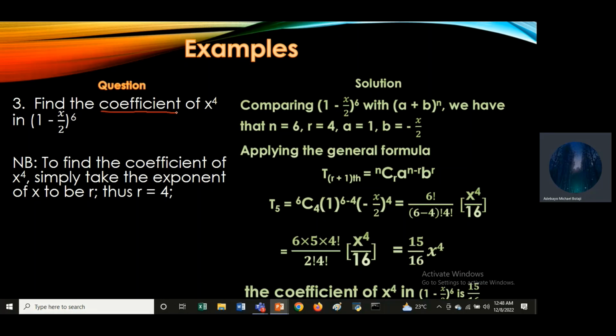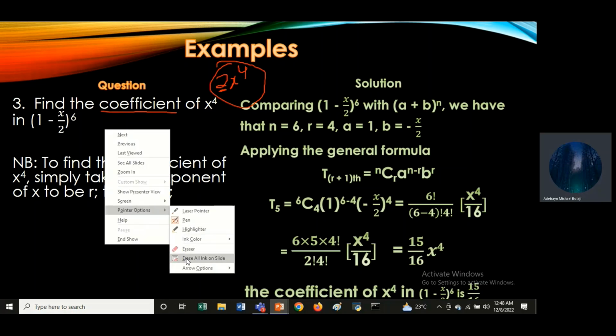In our last question, it was asking for the term, but in this case, though we are still solving for the term, we just want the coefficient. So what is a coefficient? If I have 2x raised to the power of 4, this is actually a term. The whole of 2x raised to the power of 4 is a term, but 2 itself is the coefficient of x raised to the power of 4. So that is what this question is asking you for.